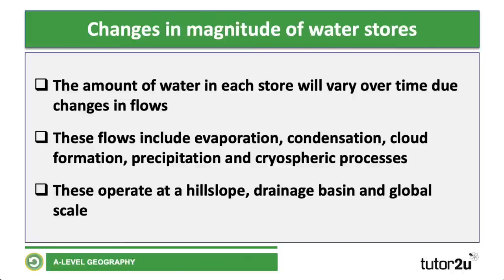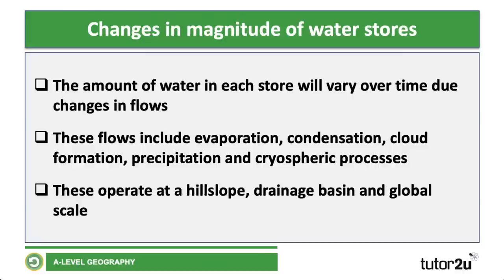And the amount of water is going to vary in different stores over time, because there are going to be changes in flows. And the flows we're looking at with the water cycle here, we're thinking about evaporation, condensation, cloud formation. We're thinking about precipitation in different forms and cryospheric processes. And one of the things to be really careful with when you're revising is think about scale. You could get questions asking you to just consider a hill slope. Just think about the precipitation falling on a hill slope and where's that water going next? You might be thinking about a drainage basin and you might be thinking about the whole world.